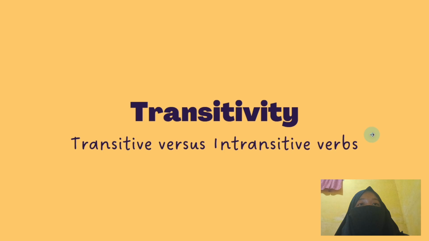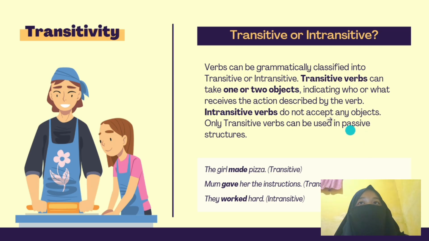Now, transitive versus intransitive verbs. Verbs can be grammatically classified into transitive or intransitive. Transitive verbs can take one or two objects, indicating who or what receives the action described by the verb.